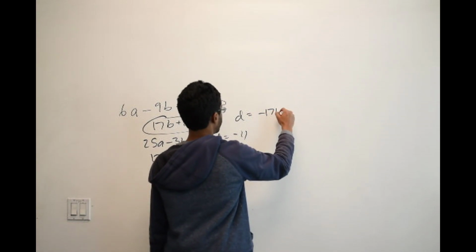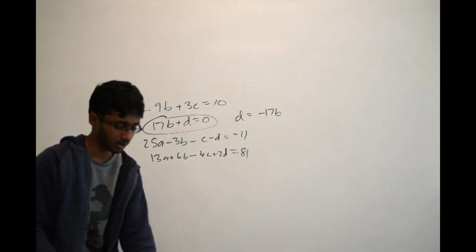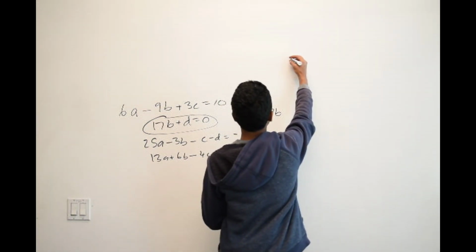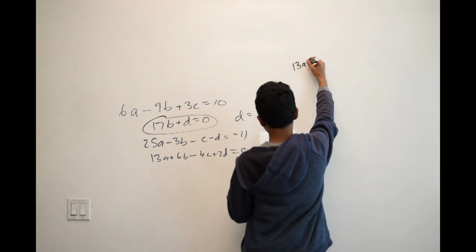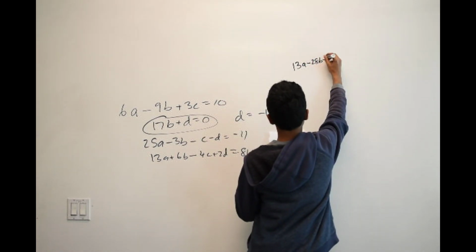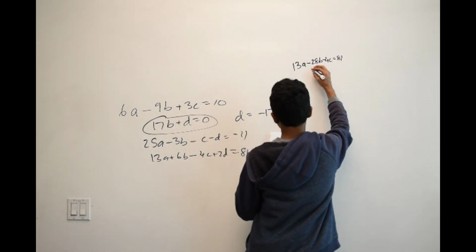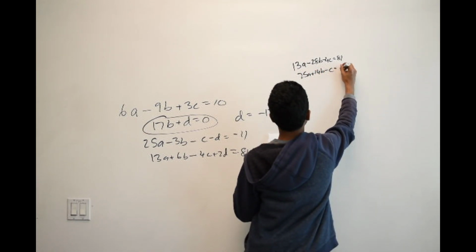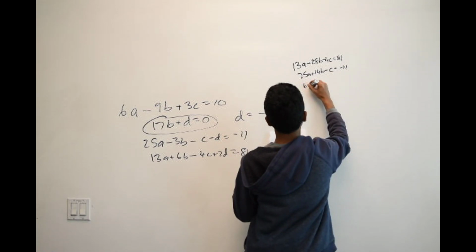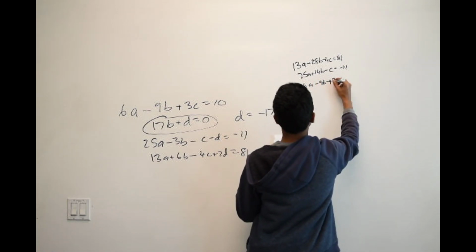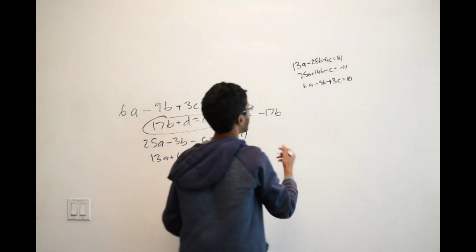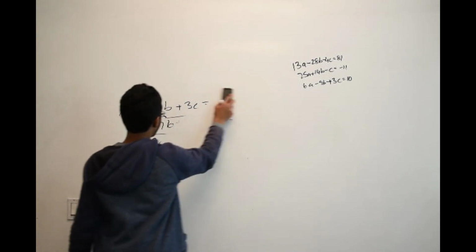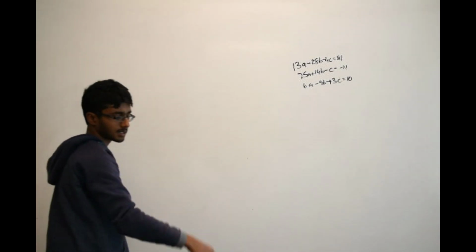Because this implies that d equals negative 17b. And when you do that, you're going to get a 3-variable system of equations, and that 3-variable system is going to be 13a minus 28b minus 4c equals 81, 25a plus 14b minus c equals negative 11, 6a minus 9b plus 3c equals 10. Okay, and I'm going to erase this. And so the problem amounts to just solving that system.